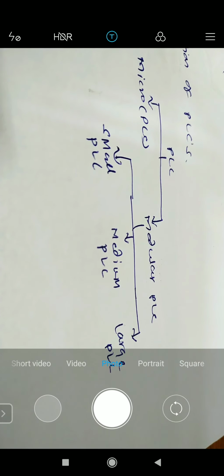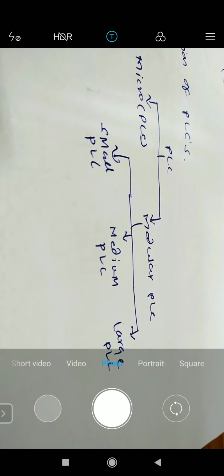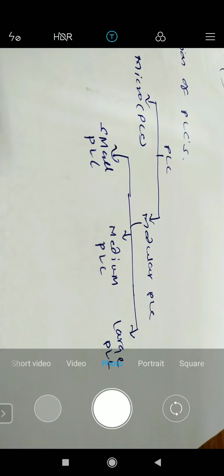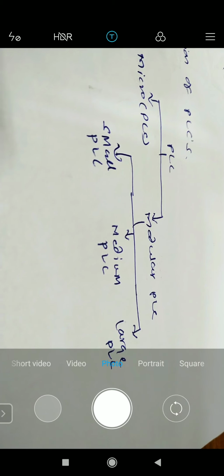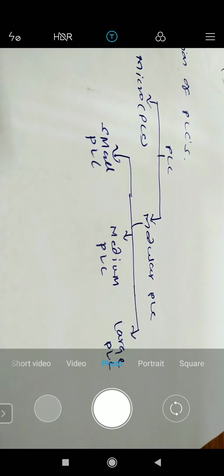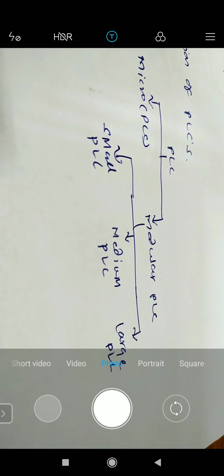Okay, the more inputs you give, the outputs will also be there with respect to them. So depending on these two, the micro PLC and the modular PLC are classified, and the modular PLC has three types: small, medium and large PLC. So first of all, we will look at the micro PLC.